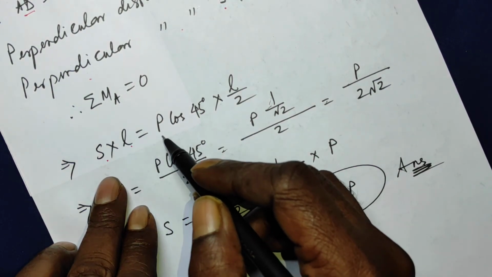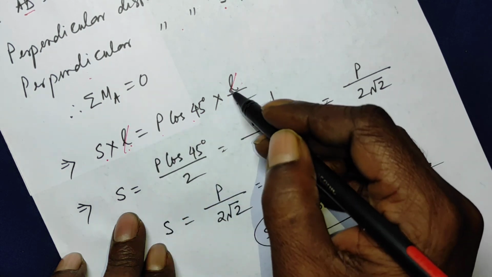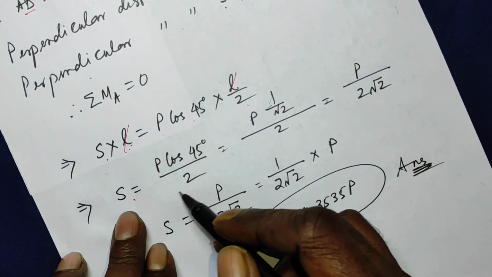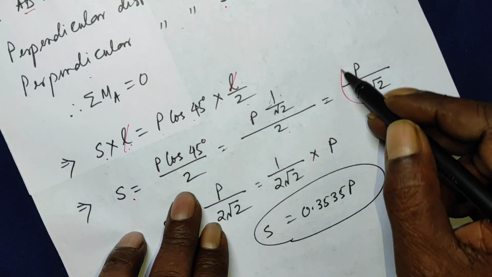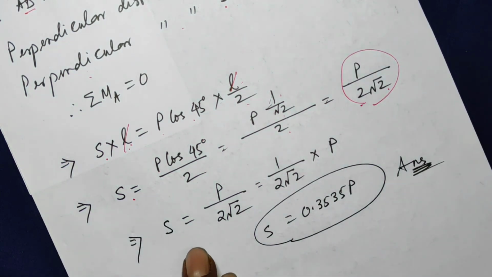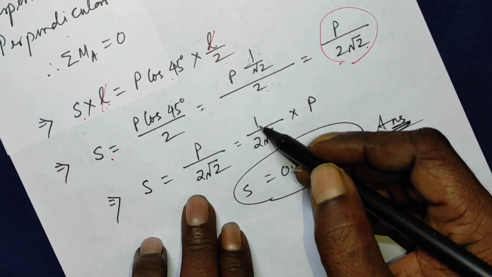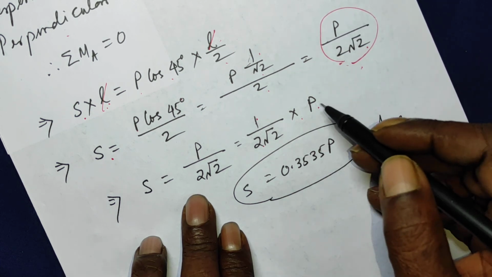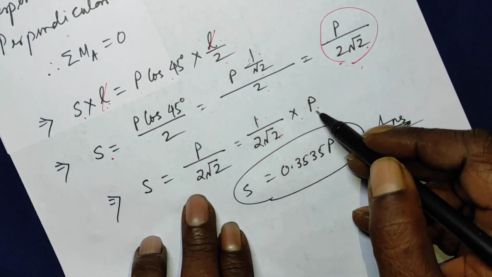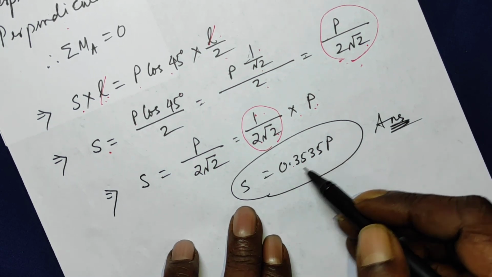So S times L is P cos 45 times L over 2. L cancels, so S is equal to P cos 45 over 2. Cos 45 is 1 by root 2, so this becomes P by 2 times root 2. This can be rewritten as 1 by 2 root 2 times P, and when you put it in a calculator, this comes out to be 0.3535.